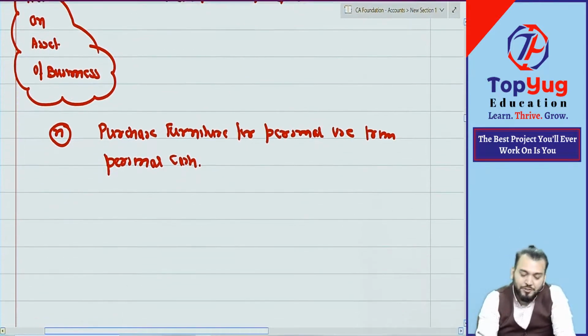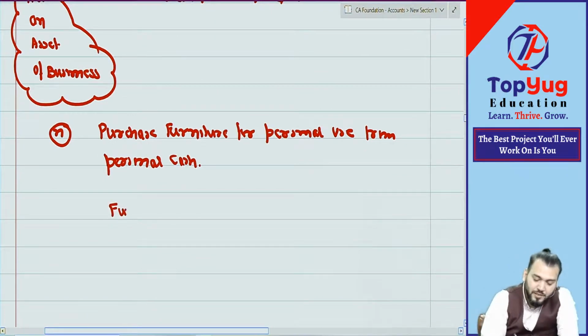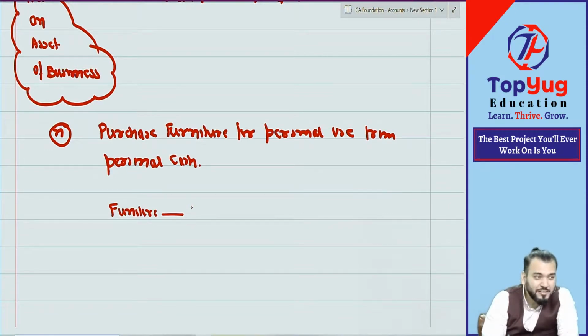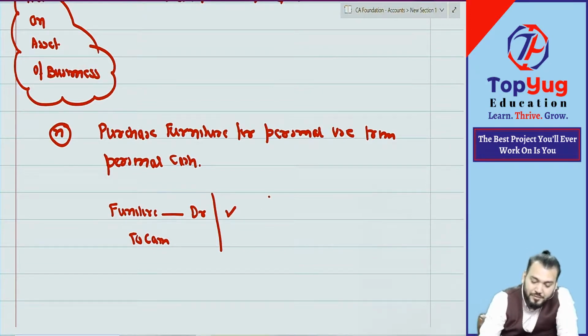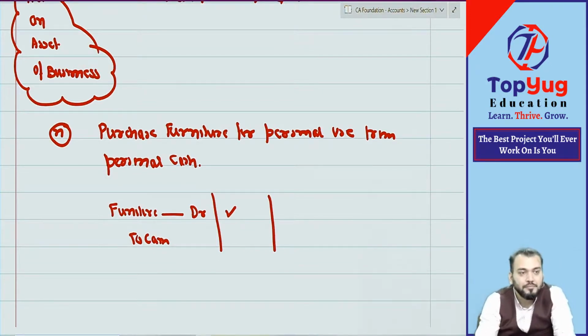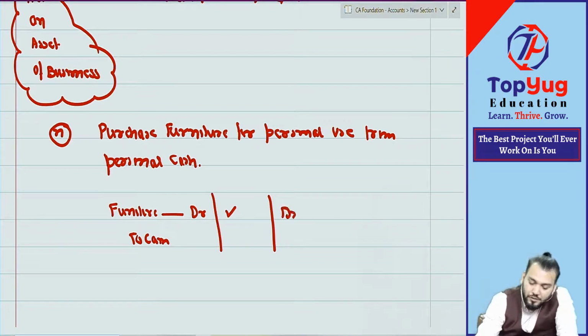So furniture account. When I answer furniture account, what is it? Debit. Say debit, not debtor. DR means debit, not debtor. Furniture account debit to cash account. One answer I got this. Second, same. Third, drawing account debit to furniture account. Okay, sir.